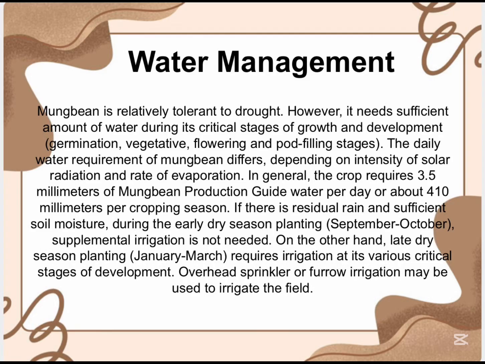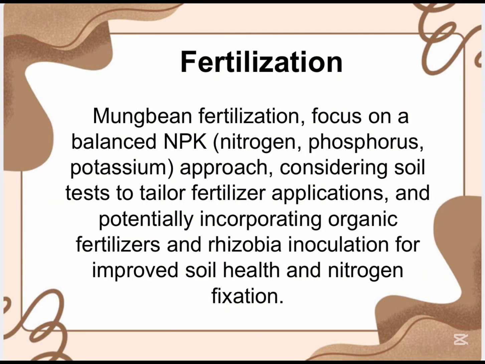Overhead sprinklers or furrow irrigation may be used to irrigate the field. Fertilization. Mung bean fertilization focuses on balanced NPK: nitrogen, phosphorus, and potassium. Approach by considering soil tests to tailor fertilizer application and potentially incorporating organic fertilizer and rhizobia inoculation for improved soil health and nitrogen fixation.